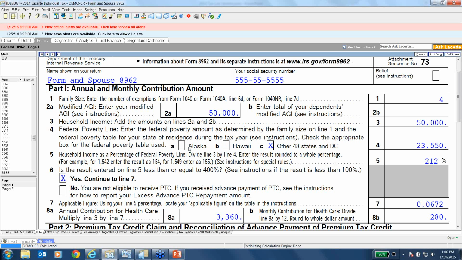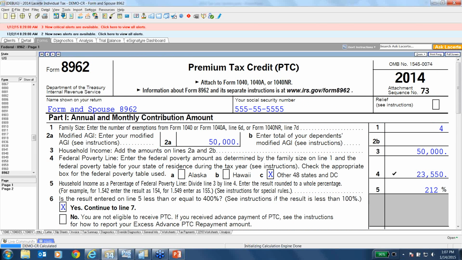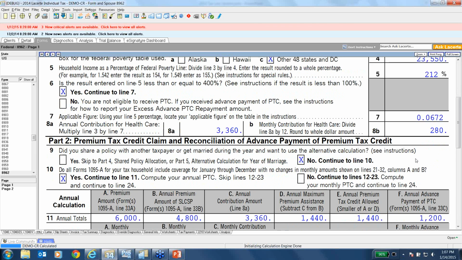Then we looked at the federal poverty line. It can vary whether you're in Alaska, Hawaii, or any other state or DC. 23,550 comes right out of the instructions. So 212% household income as a percentage of FPL. Then we go back in the instructions, look at a table, and we come up with a 6.72% figure. Multiply that by line 3, which is the household income, and the amount we're left with is $3,360. And that's what the government is saying that this household can afford in insurance. Then they figure that on a monthly basis to $280.